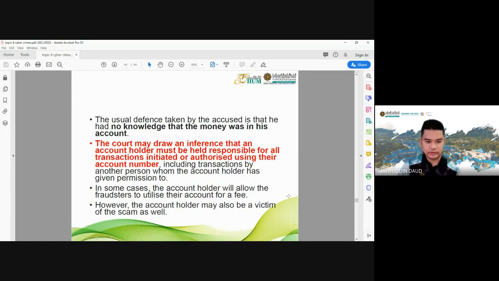The usual defense taken again by the accused is that he had no knowledge that the money was in his account. So the court here may draw an inference that an account holder must be held responsible for all transactions initiated or authorized using their account number, including transactions by another person whom the account holder has given permission to. So in some cases, account holder will allow the fraudster to utilize their account for a fee. In some other cases, the account holder can also be a victim of the scam.